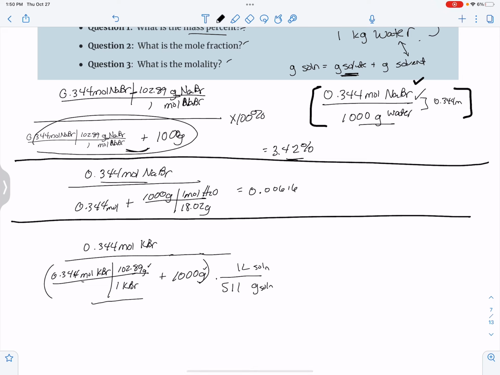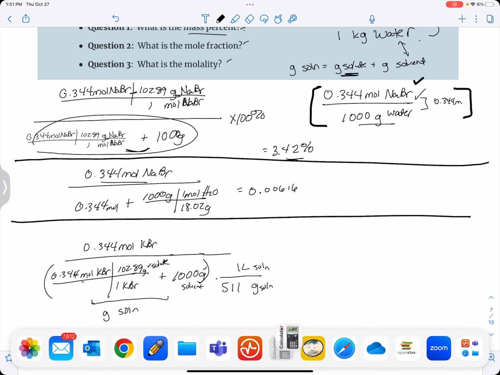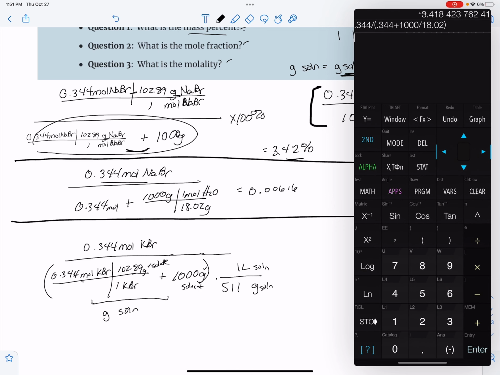So again, this together will be grams of solution because this is grams of solvent and this is grams of solute. I'm going to put all of that in my calculator like that. 0.344 divided by parentheses, 0.344 times 102.89 plus 1,000. And then that number divided by 511.